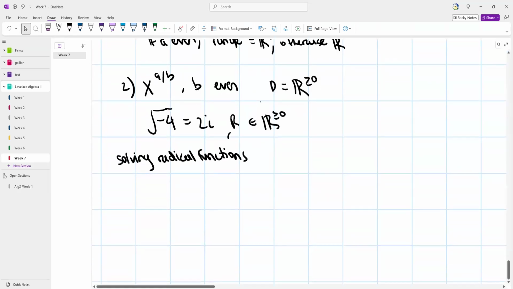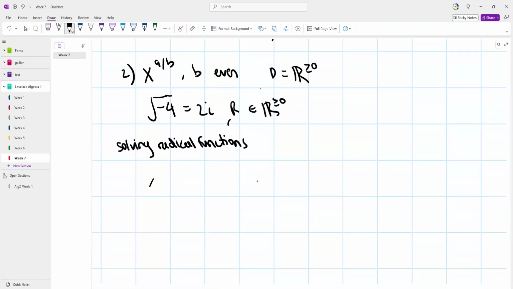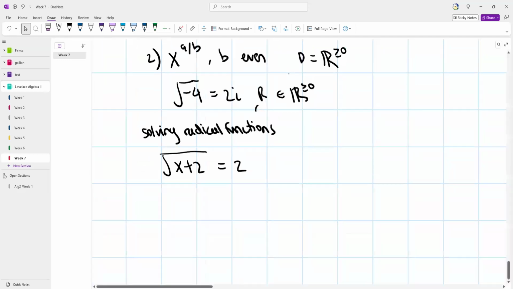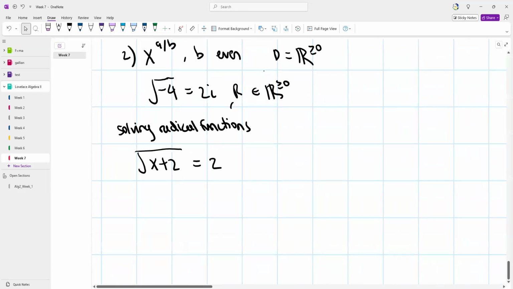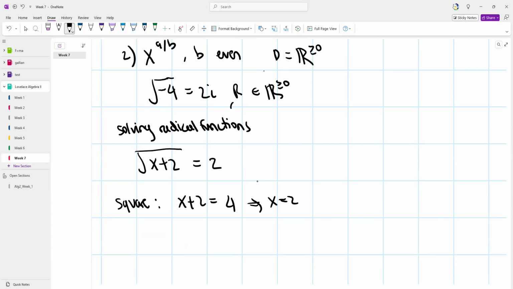So let's do something like this. How will we solve that? The first idea would be to take the square of both sides. And this will be x plus 2 is equal to 4, right? And this implies x is equal to 2. And everything is perfectly normal.